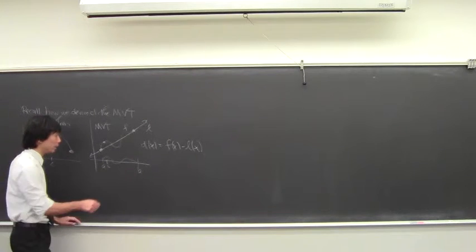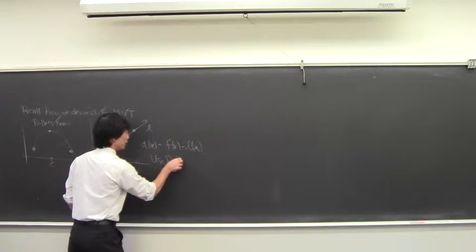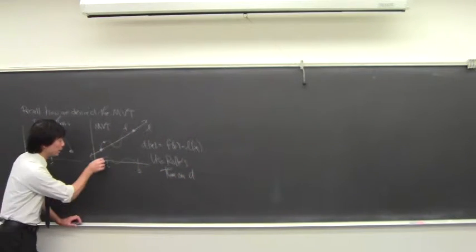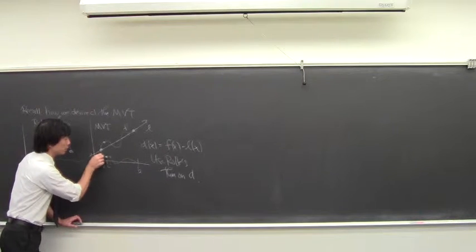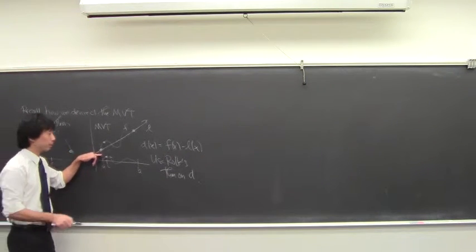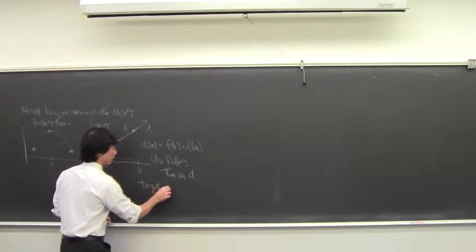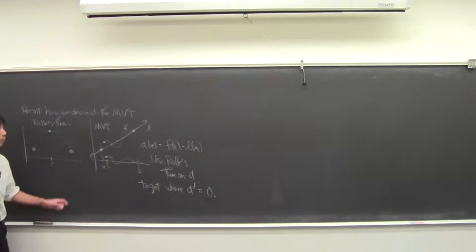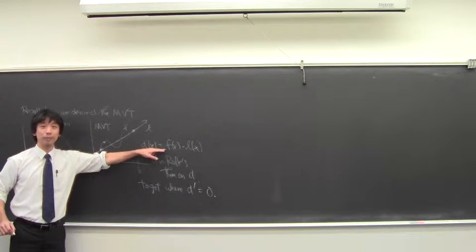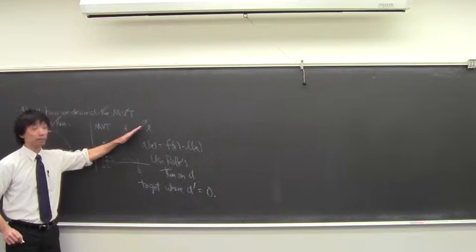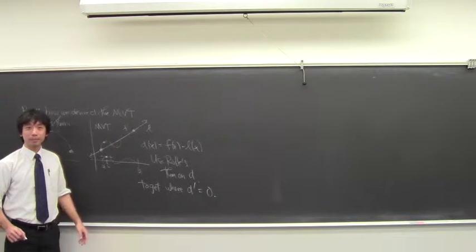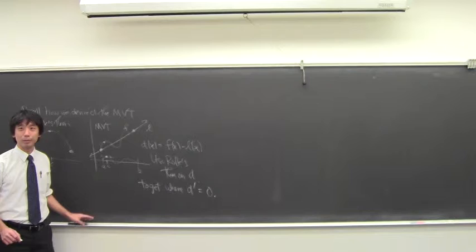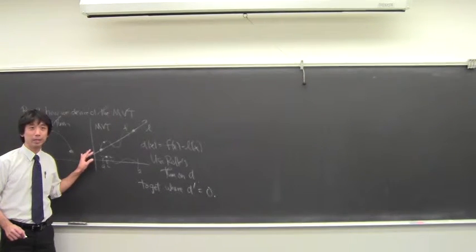And we said use Rolle's theorem on D. That gives us a place where the slope of D is zero. But where the slope of D is zero is where the slope of f equals the slope of L, and the slope of L is the slope of this line here. Okay, everyone, so that's all stuff that we did before. Does anyone have any questions on that?